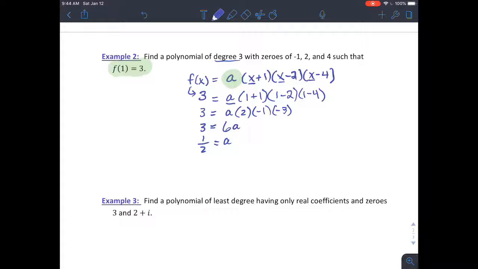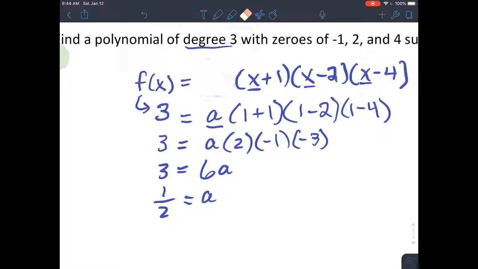So you'd have to have a coefficient of 1/2 in there for a times all of your factors. Otherwise, when you plug in 1 for all your x values, you don't get 3, and we're supposed to. So I'm just going to erase, and that would be your polynomial that has those zeros and gives you f of 1 equal to 3.